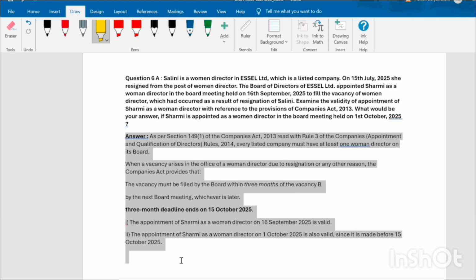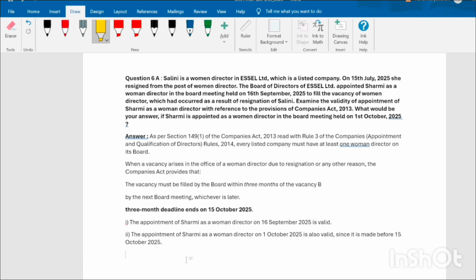I have written in short only, just for an idea of what answer you have to give, but you have to write in detail. So after writing this, you have to give your comments or conclusion on the 2 points, that the appointment of Sharmi as a woman director on 16 September is valid, and not only a single line, you have to give a conclusion of 3 to 4 or 5 lines in both the cases.